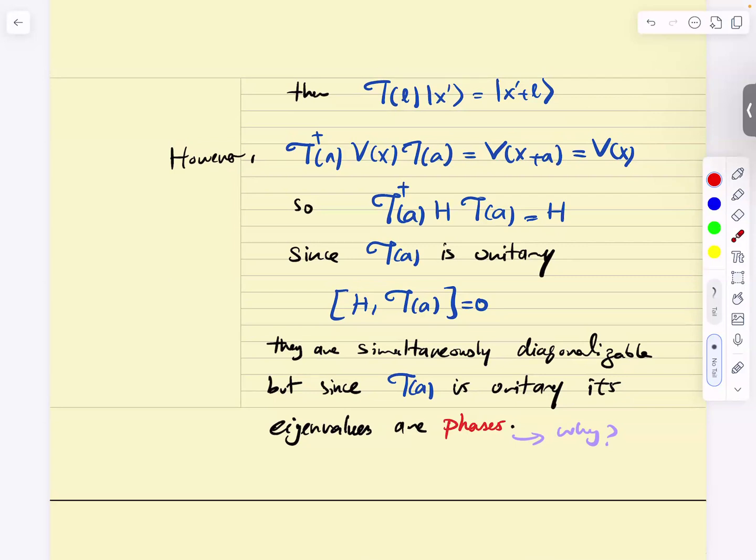So if the Hamiltonian is p squared over 2m plus V of x, these lattice translations are symmetries. They commute with the Hamiltonian, right? They're simultaneously diagonalizable. T of a is unitary. Its eigenvalues are phases. We did this on the board last time. Why, right?